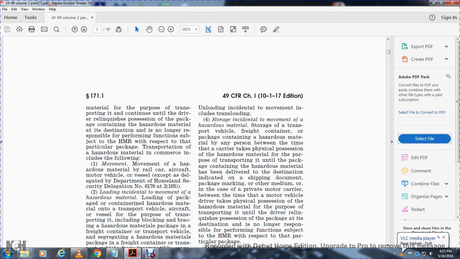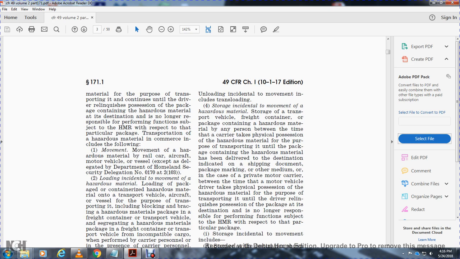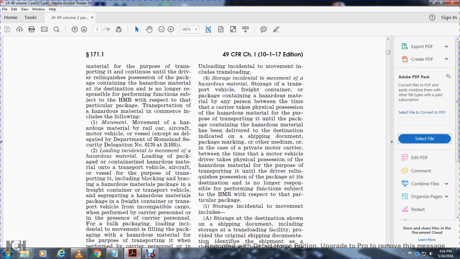until the package containing the hazardous material has been delivered to the destination indicated on the shipping document, the parking with the package marking or other medium. In the case of a private motor vehicle, from the time the driver takes physical possession of the hazardous material for the purpose of transportation until the driver relinquishes possession of the package at its destination and is no longer responsible for performing the functions subject to the hazardous material regulations with respect to the particular package.